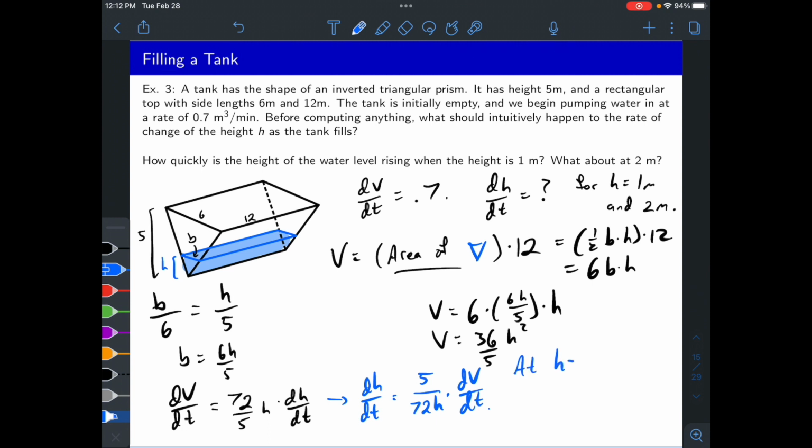And so at a height of h equals 1, dh/dt is equal to 5 over 72 times 1 times dV/dt, which is told to us to just be 0.7. And at h equals 2, dh/dt is going to be equal to 5 over 72 times 2, all times 0.7. And that's the problem.